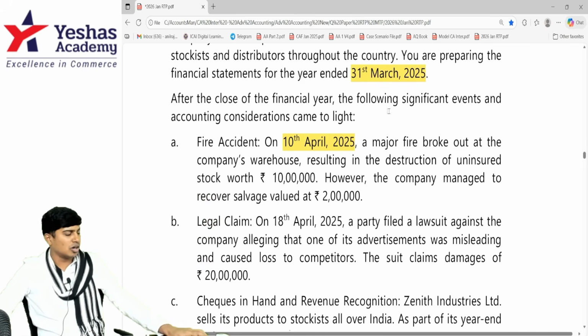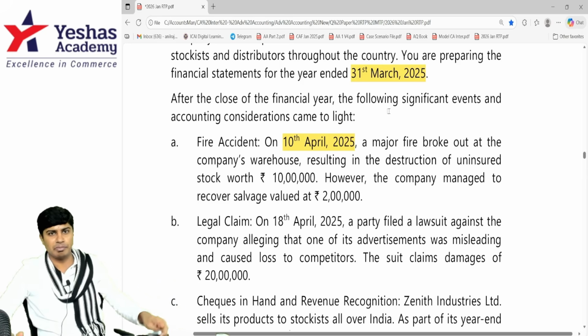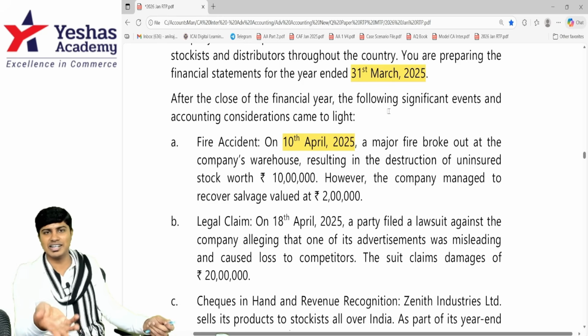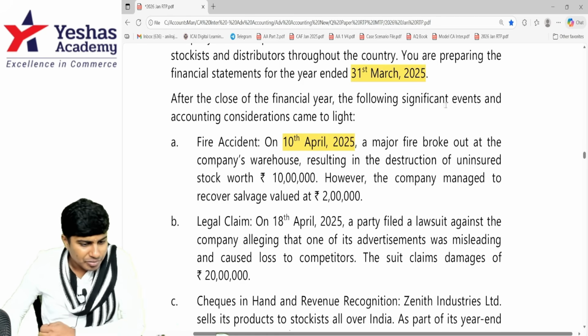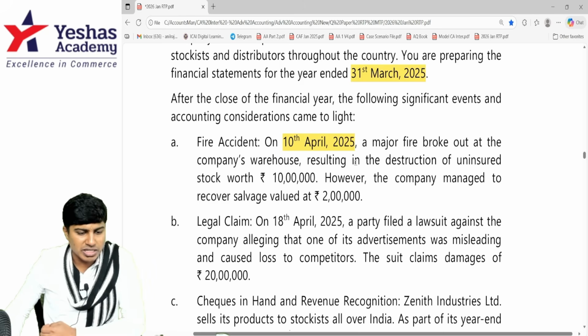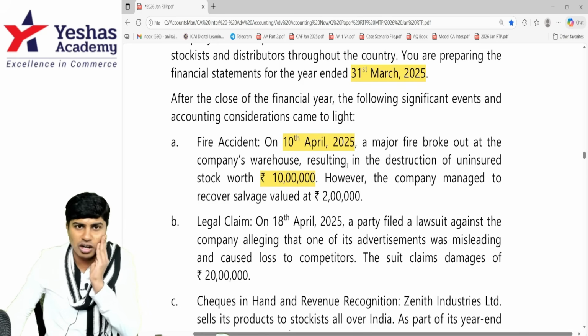If some astrologer on TV predicts that there will be an earthquake later, you ask him to stop. No astrologer will tell you prior that an earthquake will happen after 5 years. After 5 years, when the earthquake happens, they say they had told you. Basically, a fire accident cannot be predicted in advance. You don't have any condition existing on the balance sheet date that such an event will happen. A major fire broke out in the company's warehouse, resulting in destruction of uninsured stock of 10 lakh. Some stock you had not even insured. You should have, but you didn't. 10 lakh rupees worth of stock was lost.